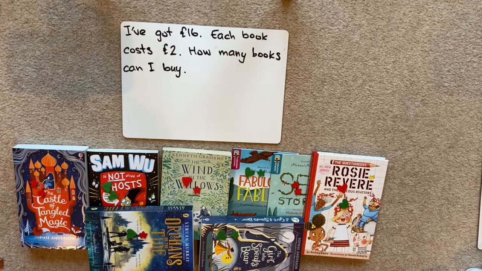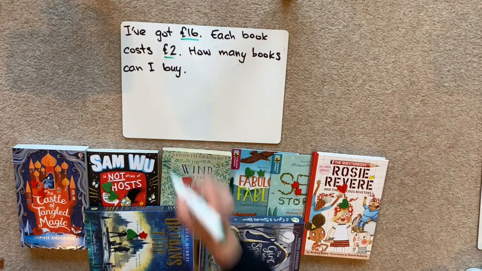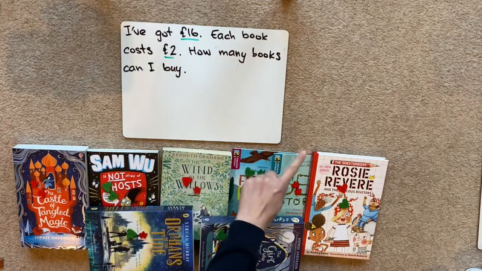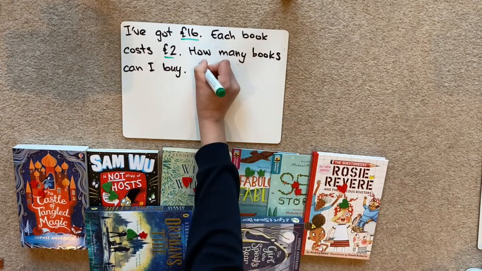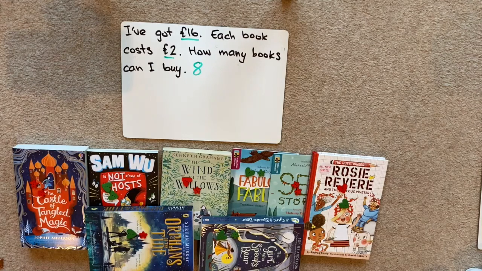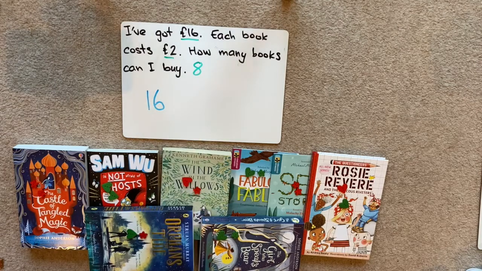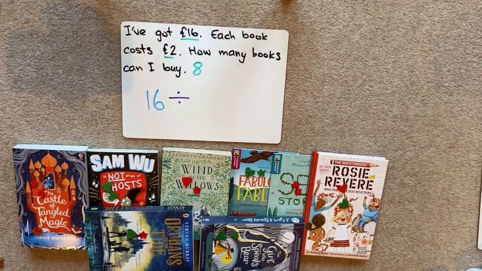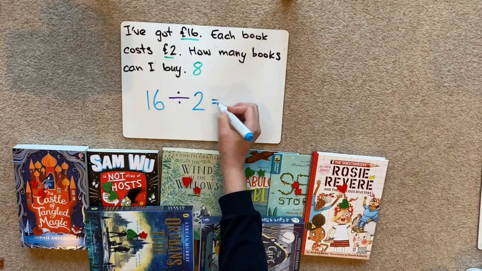How many books am I able to buy? 1, 2, 3, 4, 5, 6, 7, 8. I'm able to buy 8 books. What is the number sentence? 16 altogether divided by 2 equals 8.